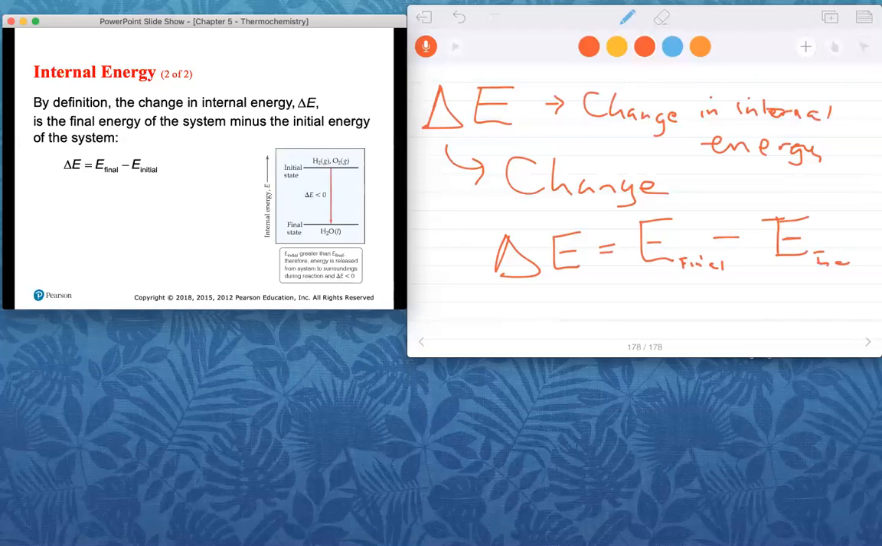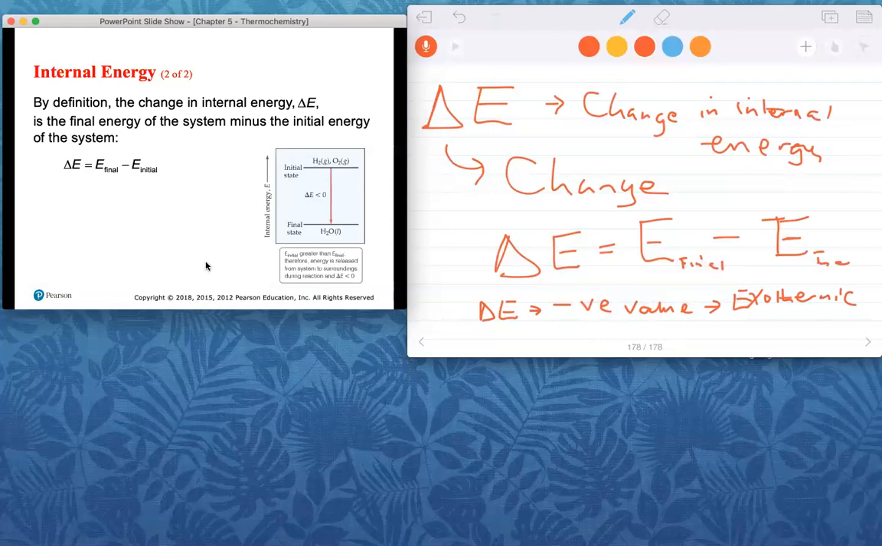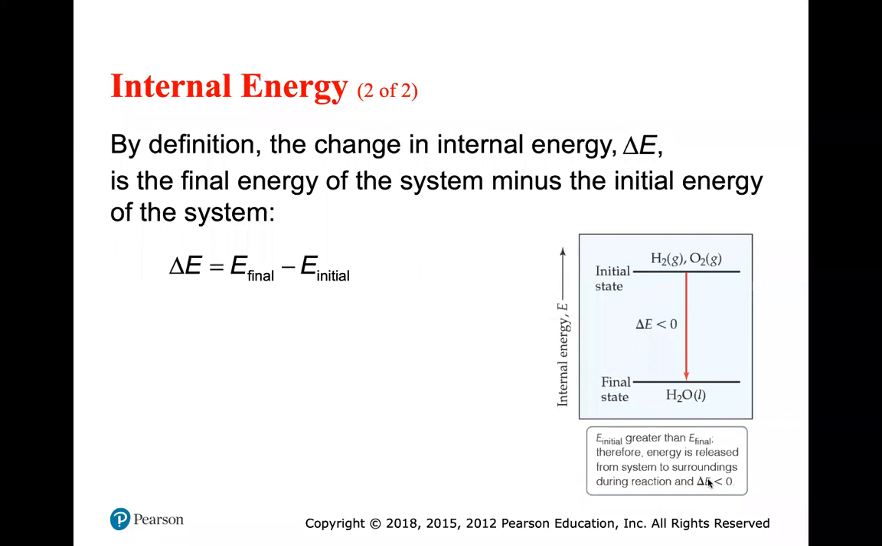So delta E negative, a negative value, means exo. Remember exothermic reaction? I'm going to come back to that. A negative value means exothermic. That means giving heat to the surroundings. Look at this, let me blow it up so that you can really see. If you look at this notation, anything less than 0 is negative.